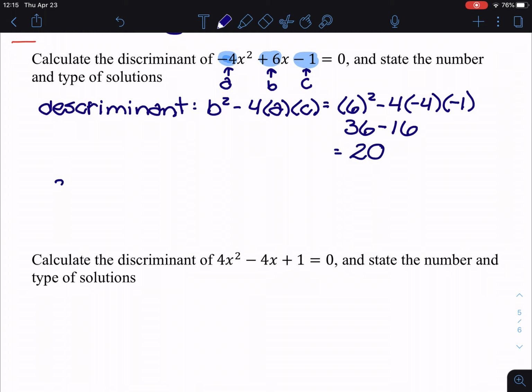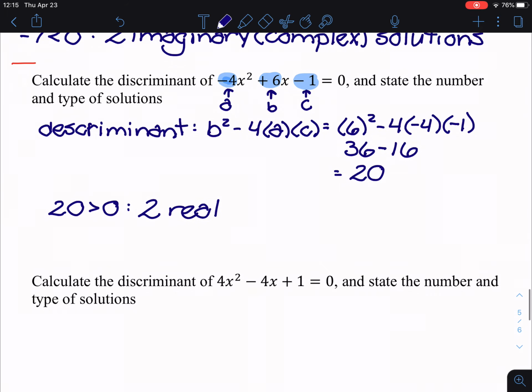All right. So 20 is greater than 0. So when I know I have a number that's greater than 0, that tells me I have two solutions and they are real numbers. So I have two real solutions to this particular quadratic equation.